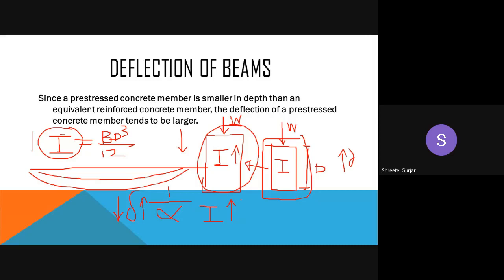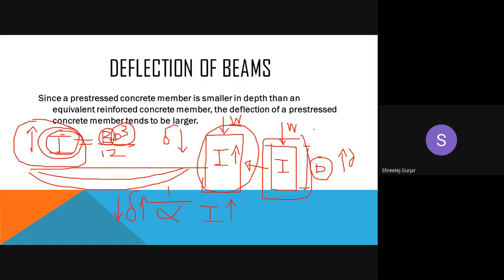The higher the stiffness of your beam, the lesser is the deflection, so it is inversely proportional. So the moment of inertia of this pre-stressed concrete beam will be lesser because D is lesser. And we can see that D is raised to cube, so a smaller change in D will cause a larger change in moment of inertia. The B will not change much. Even if you change your B, there will not be much change in your moment of inertia, but a small change in D will cause a large change in moment of inertia.